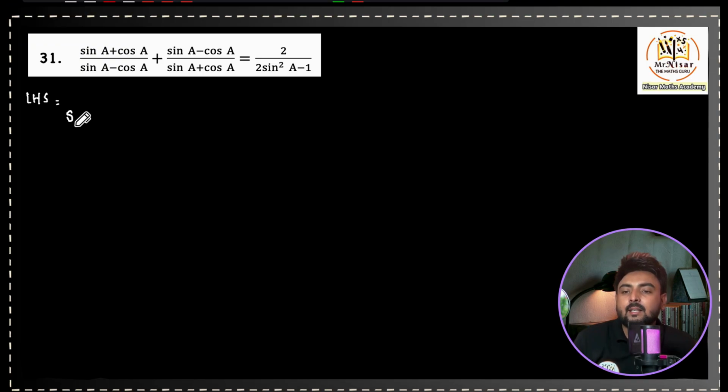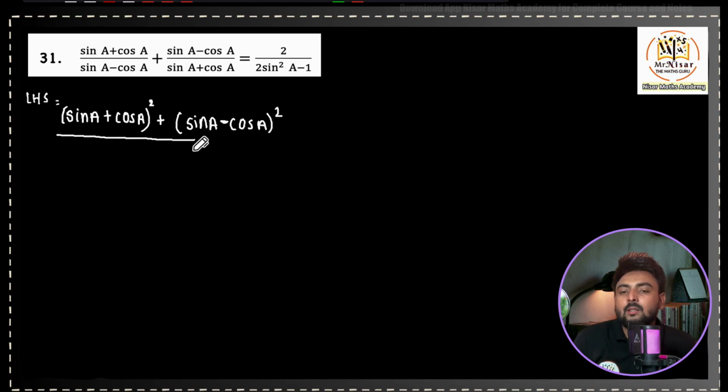Okay, so let's start doing it. Yeah, it is sin A plus cos A. Sin A plus cos A into sin A plus cos A, it will be sin A plus cos A whole square, plus sin A minus cos A, it will be sin A minus cos A whole square, upon what will we have, it is again A minus B into A plus B, so it will be A square minus B square, same terms with the opposite sign.